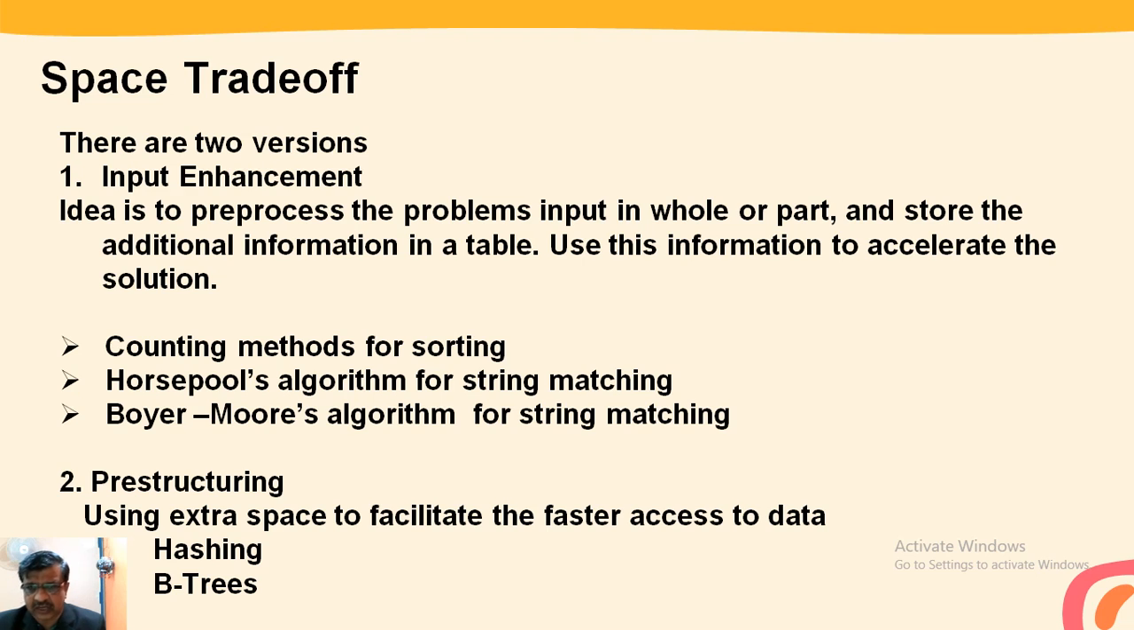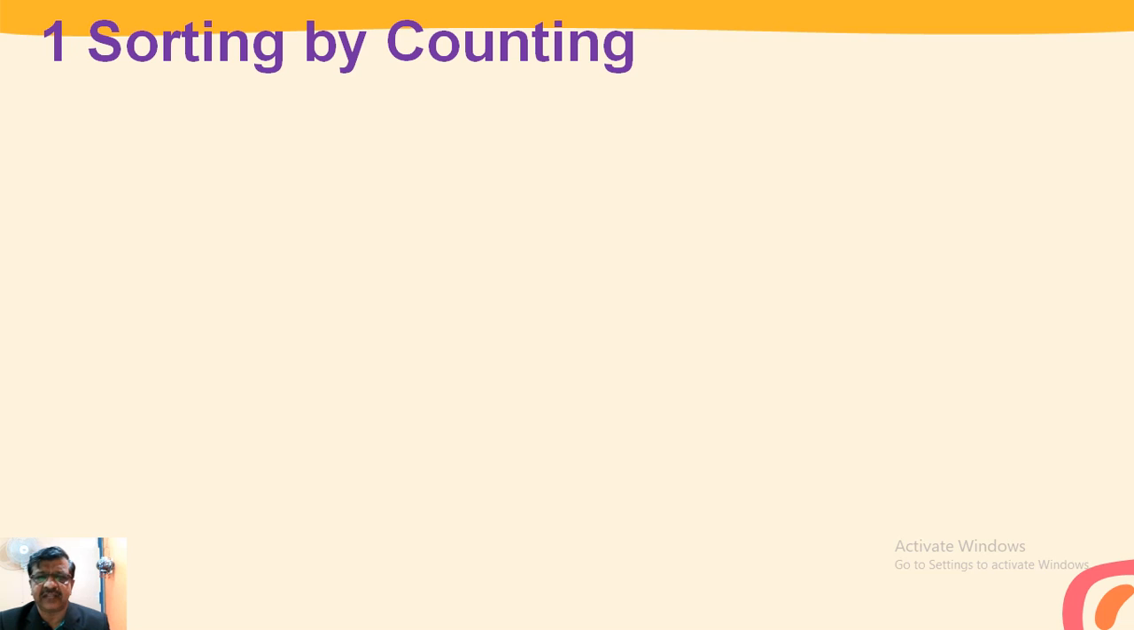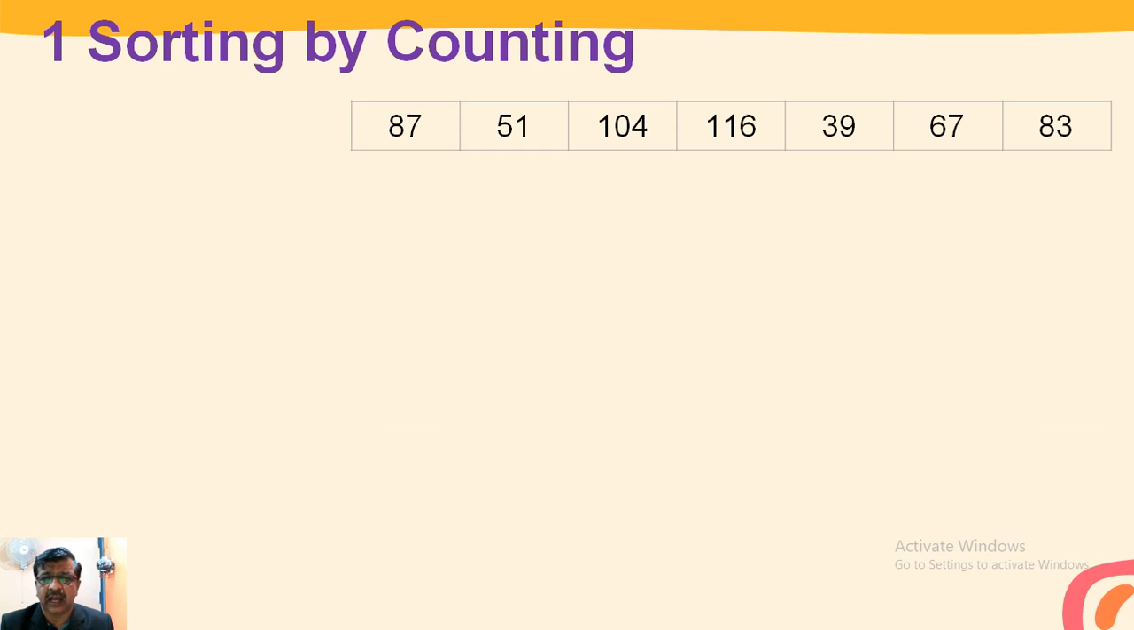In this tutorial, we consider elaborately the first example of the first version, that is input enhancement. This comes as a sorting method, and it is named sorting by counting. Here you consider this array which is not sorted, and the method is sorting by counting. In this method, every element is considered, and we literally count how many elements are lesser than it.